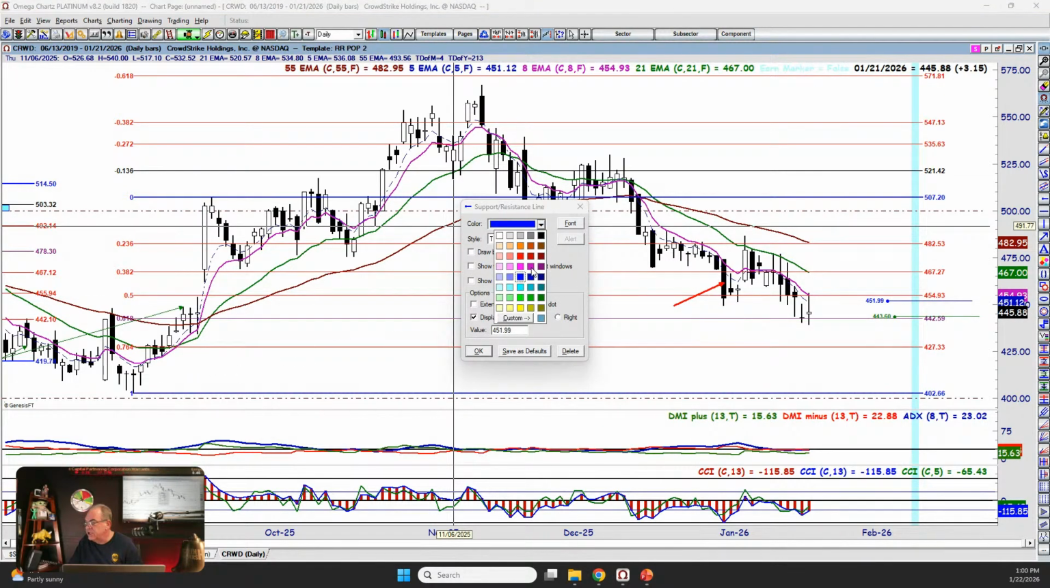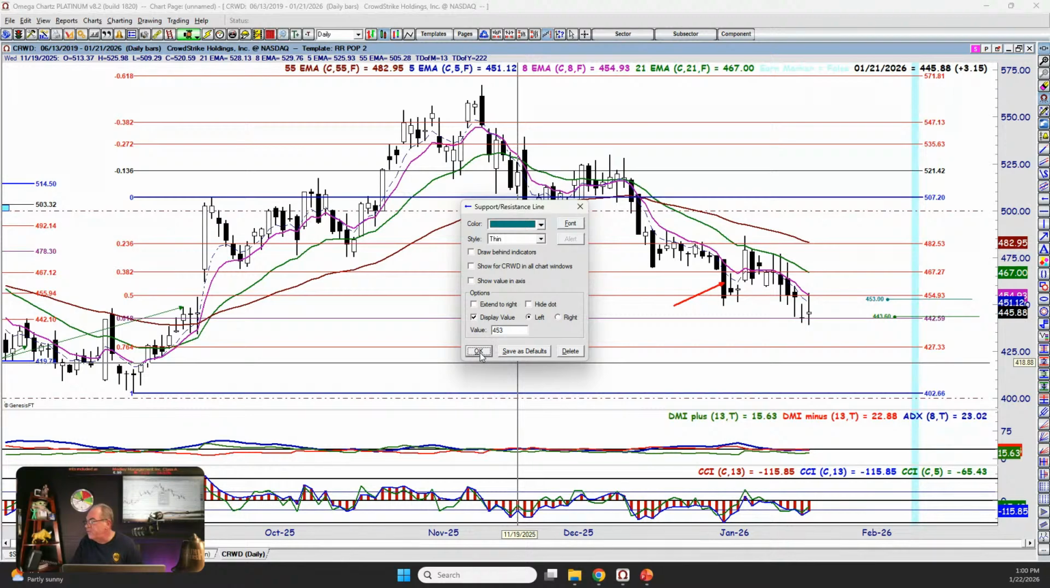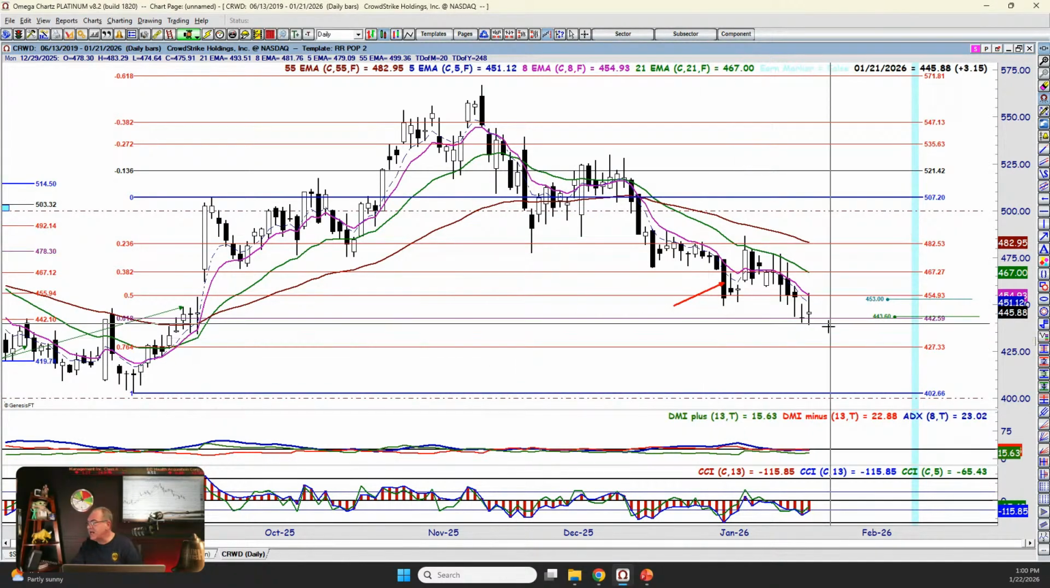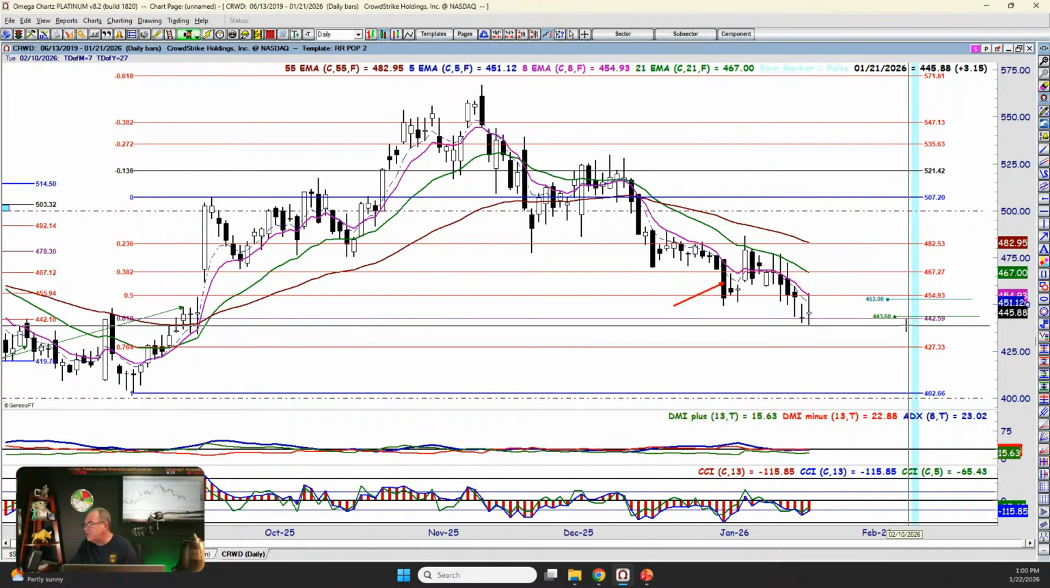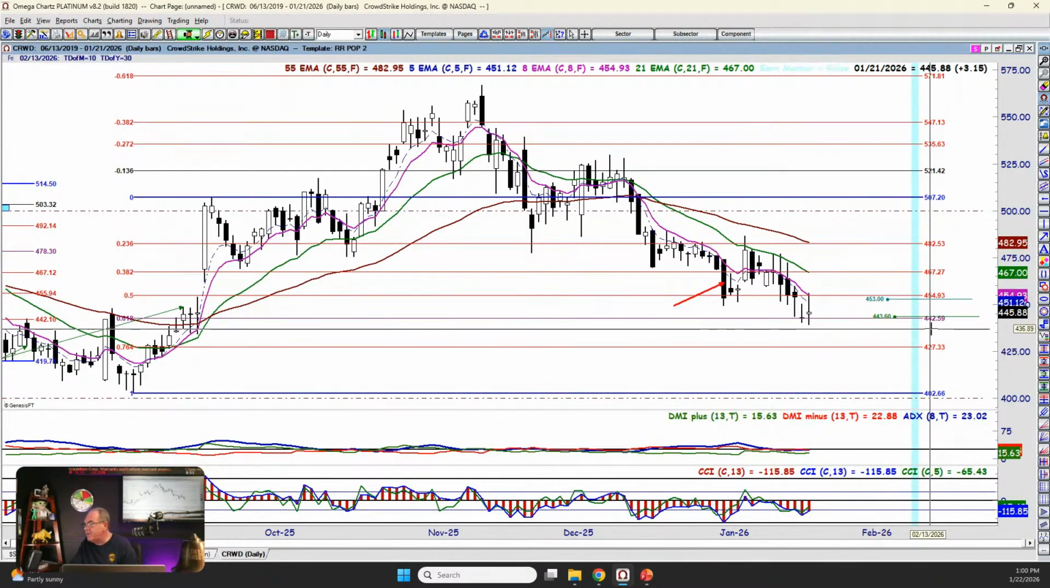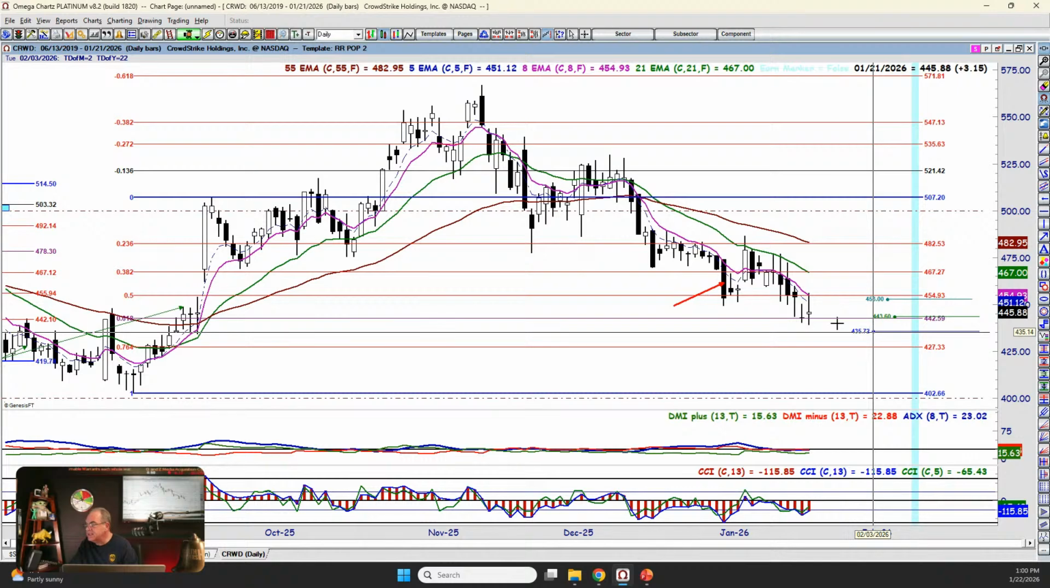Let's change it to a different color. Let's go with this greenish bluish type color, okay? And we're going to go with $2 below, so 453. It's close enough for us, right? So 453, that's my target. Well, where's my stop? My stop is going to be down here, 427, 437, 415. I'm about $4 below this level. So right about 438 is where my stop is going to be. All right, so let's change the stop to red.